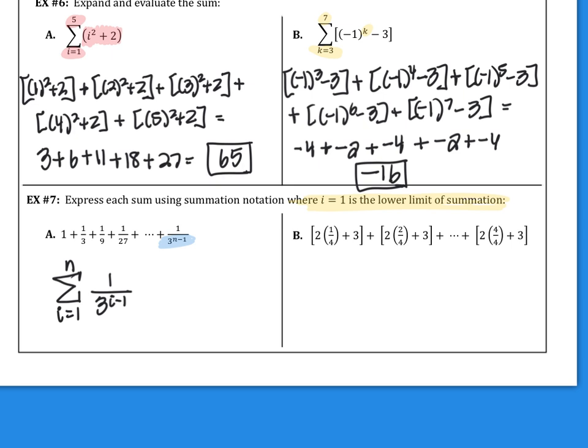But on the next one, notice what's changing. This value right here is what's changing each time. Everything else is staying the same. So when we go to write this one, it's the summation, i going from 1, because they said we got to start at 1, and that is our first term if you notice. And notice we're going to the 4, so the 4 would be up here. And then it would be 2, and then it would be i over 4 plus 3, because that is the expression.